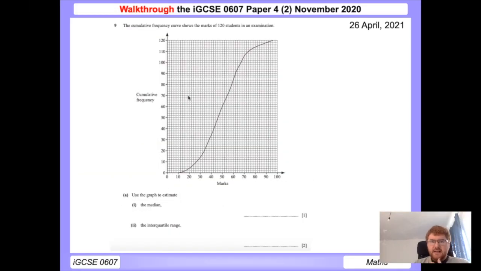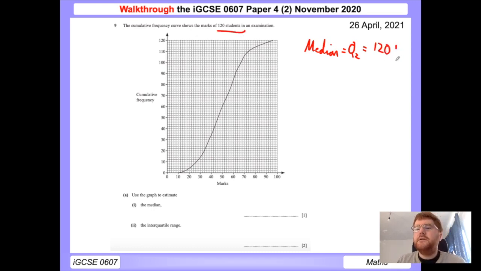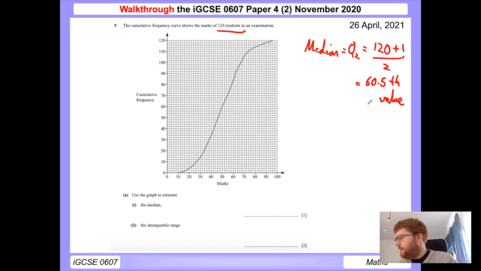Okay, and our last question here is a cumulative frequency question. So this is pretty standard. We're going to use the graph to estimate the median. Now, strictly speaking, to work out the median, which is Q2, you would actually do 120, that's the total amount of students, plus 1 divided by 2, which is the 60.5th value. Obviously, from a graph point of view, the difference between 60 or 60.5 is not going to make much difference. But strictly speaking, it should be 60.5.